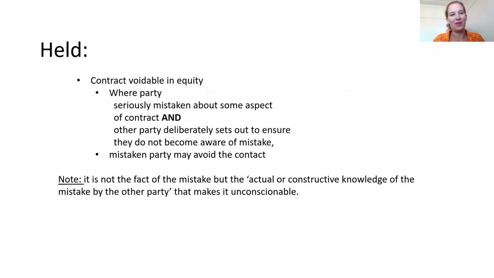So we'll come back to this again, but the key point to take away is the contract is voidable in equity. Okay, so the common law is not relevant here. It's not a common law rule, it's an equitable rule. And the elements are, when a party is seriously mistaken about some aspect of the contract, okay, and the other party deliberately sets out to ensure that they do not become aware of the mistake. In that instance, the mistaken party may avoid the contract. And just remember from what we've discussed earlier about unilateral mistakes as to terms or facts, that second element, that the party deliberately sets out to ensure they do not become aware of the mistake, is needed, okay? The mistake of itself doesn't mean you're entitled to equitable relief, okay, for these types of mistakes.